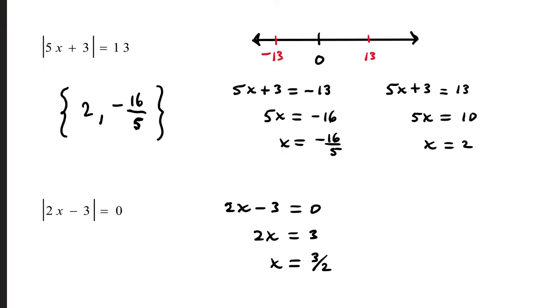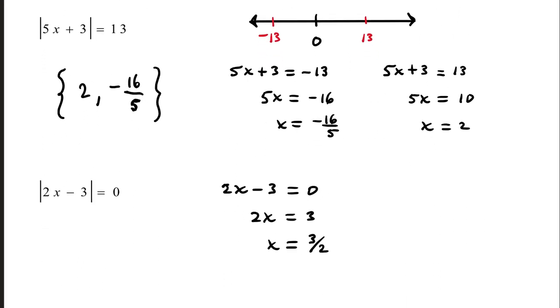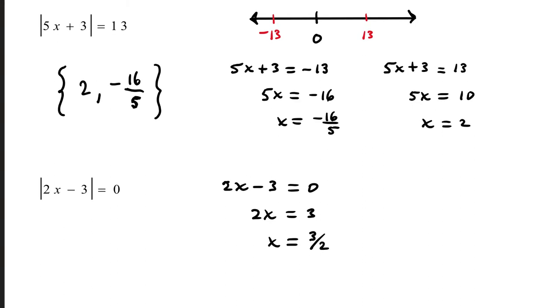The only number that's 0 units from 0 on a number line is 0 itself. So if you have a distance of 0 units from 0, then there's only one equation to solve, and that's when 2x minus 3 is exactly at 0. You haven't moved any distance away. Add 3 to both sides, divide by 2, and this statement is true when x equals 3/2.